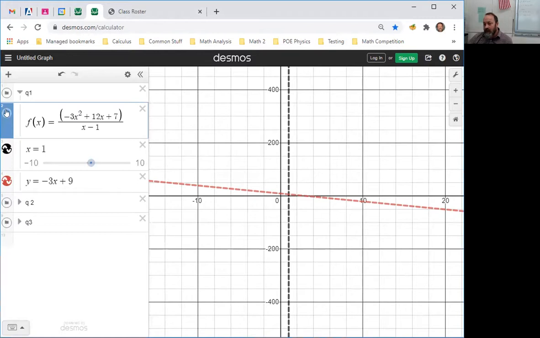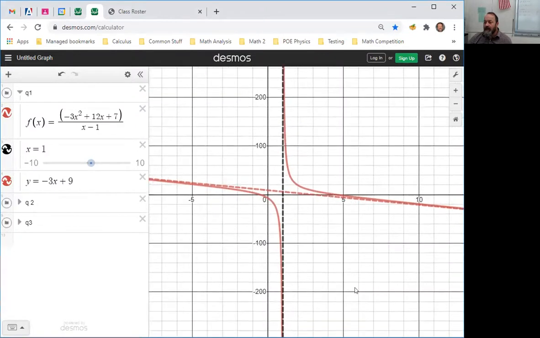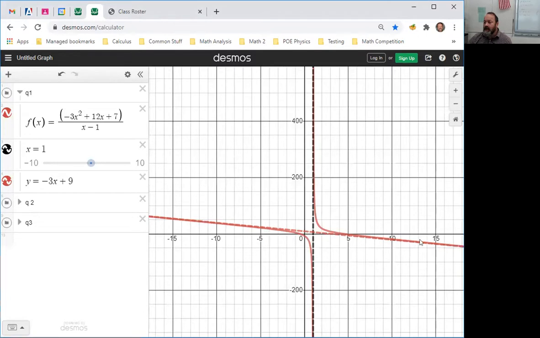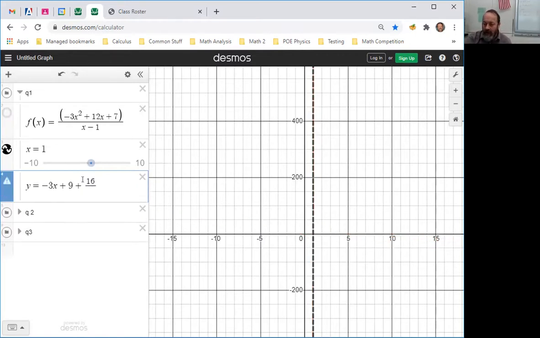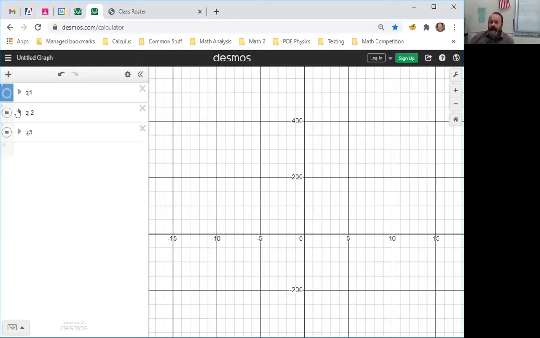And of course, if I turn it on, what you can see is the graph does in fact get close. And the further that you are out to the sides as you go to infinity, the closer and closer it gets. Now, as a side note, if I added that remainder back in, plus 16 over x minus 1, I actually get the original problem back. So if you delete the remainder, that's what gives you that end behavior asymptote. And quite clearly, it's very close on the sides. So let's turn those off, and let's take a look at the second question.